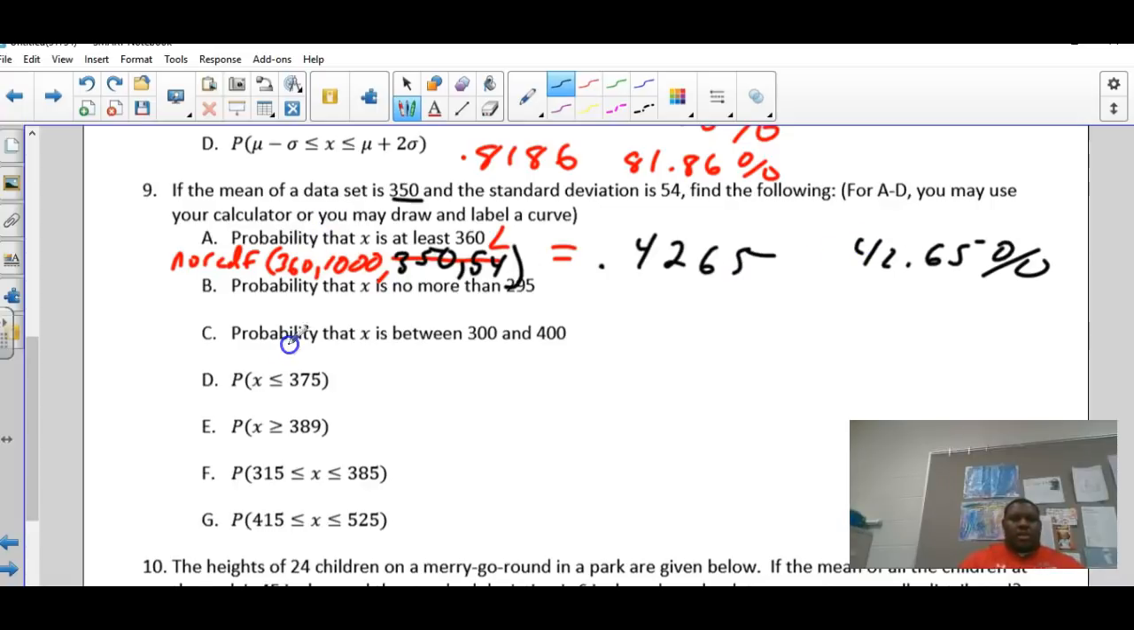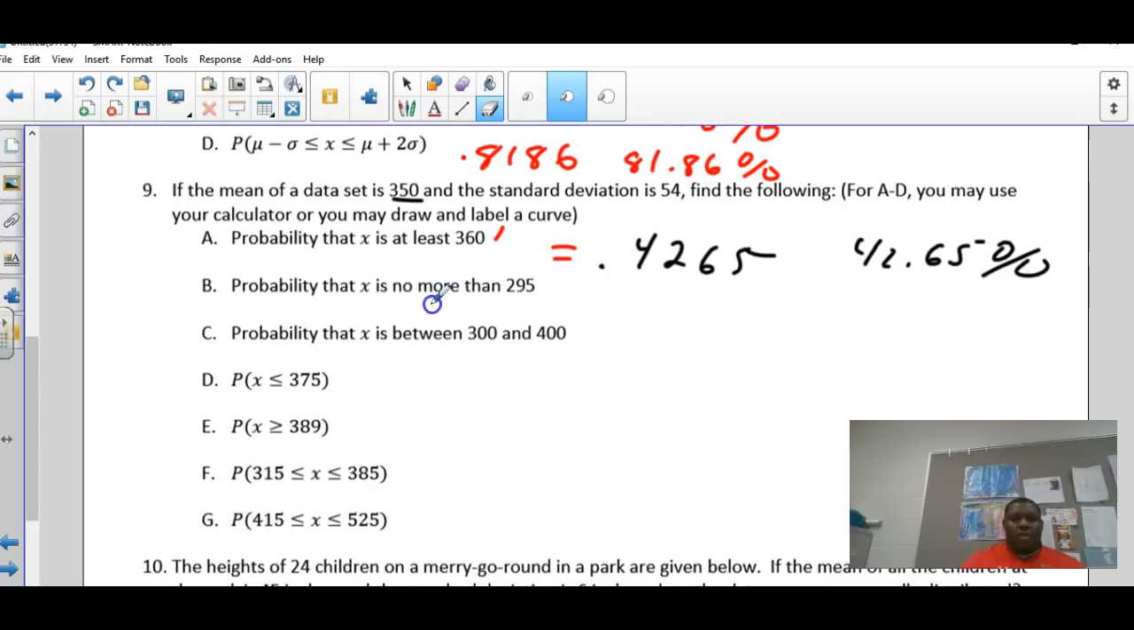For this one right here, it says probability. I'm sorry, we gotta do this one. The probability that you have no more than, no more than means this is the max, 295. No more than 295. So go ahead and put that in.